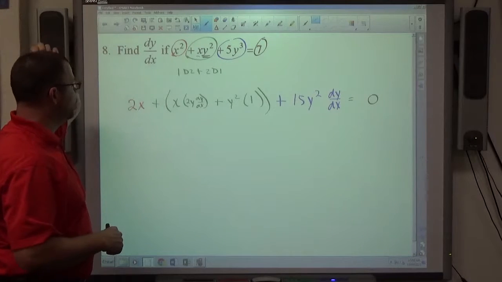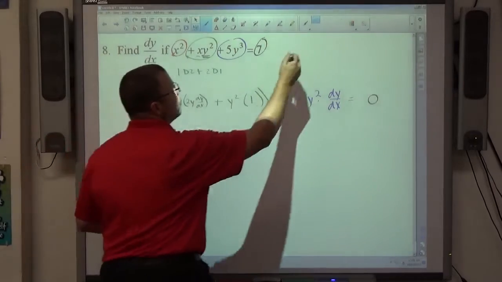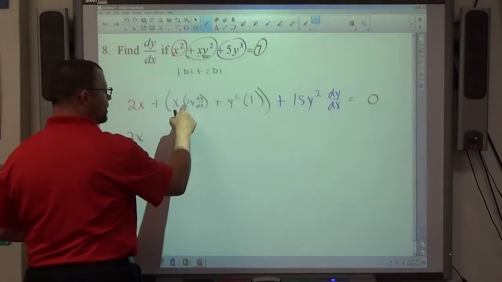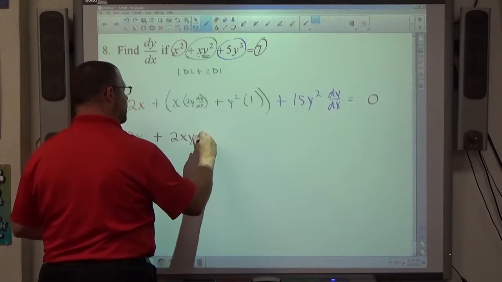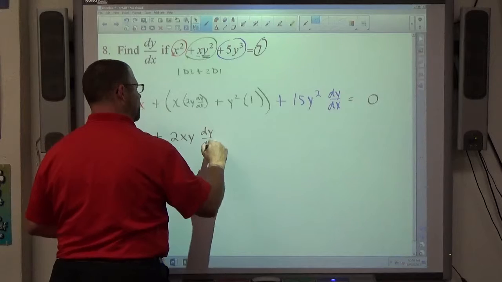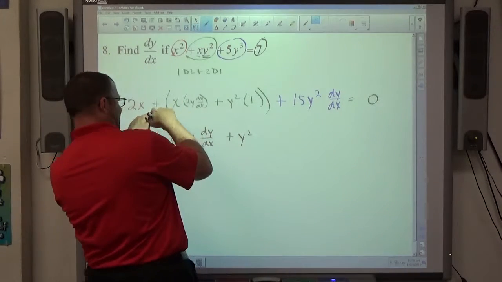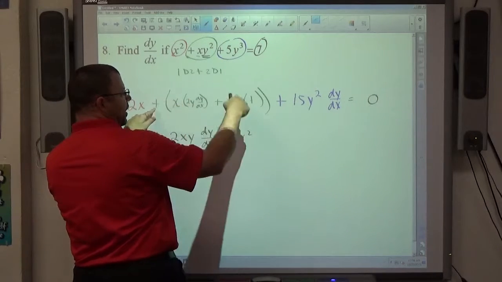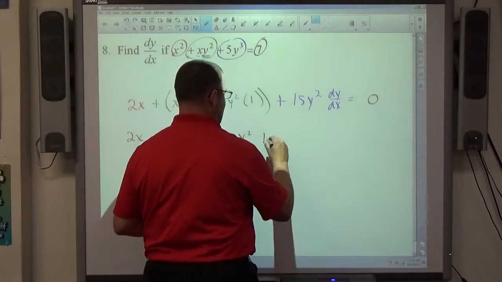Next step is to simplify. I can make this a little prettier here, so I'm going to do that. So 2x is fine. X times 2y times dy dx altogether makes 2xy dy dx, plus y squared times 1 is just plus y squared. All that's being added. Again, if this was a minus sign, this is a minus sign, that's negative, and that's also negative. 15y squared dy dx, can't make that any prettier.